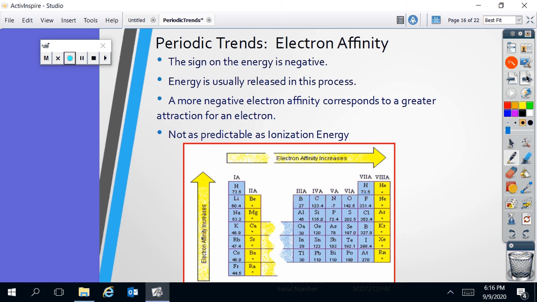Usually the sign on the energy is negative. Energy is usually released in this process. A more negative electron affinity corresponds to a greater attraction for an electron. And the trend goes exactly in the same direction as ionization energy and electronegativity.